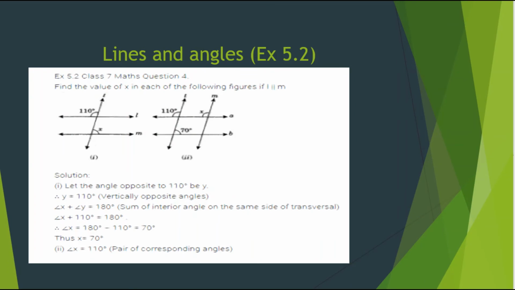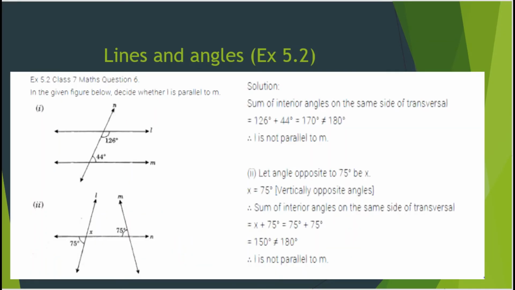Moving to question number 4, find the value of x in each of the following. Let the angle opposite to 110 be y. We first assume y is equal to 110, which is a vertically opposite angle. So angle x plus y is equal to 180. Angle x plus 110 is equal to 180. Angle x is equal to 180 minus 110, which is 70. So angle x is equal to 70 and angle y is equal to 110. They are a pair of corresponding angles. Similarly, you can go for the second part.